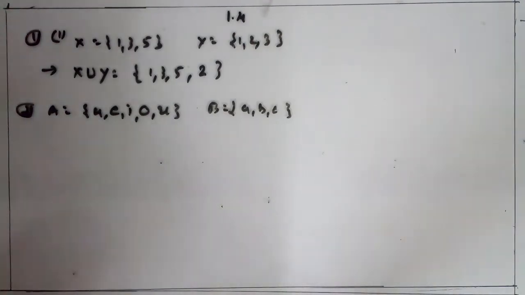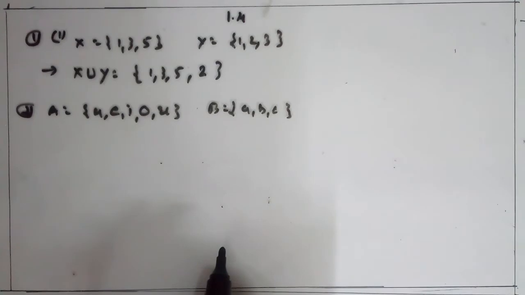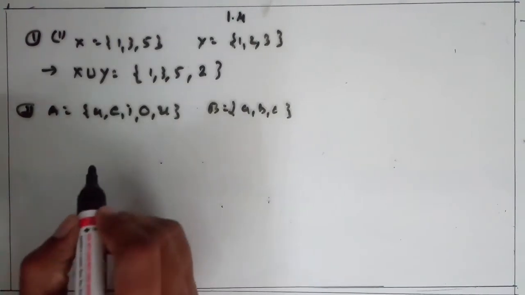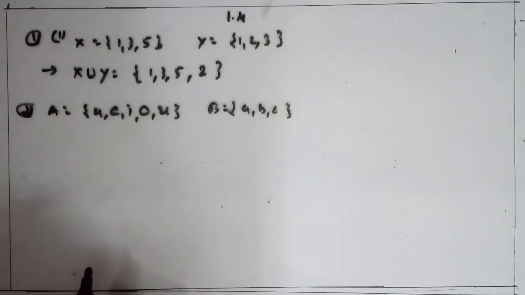Question number 5. A is equal to {1, 2, 3}. B is equal to the null set. Then what do you say about the union of the given two sets A and B? Think and solve this yourself.